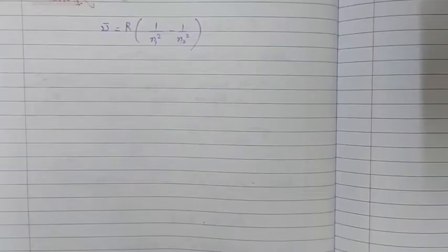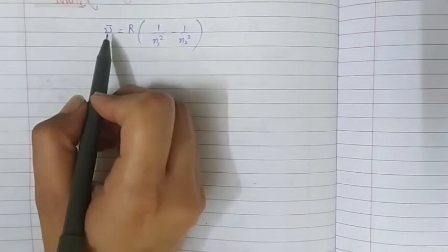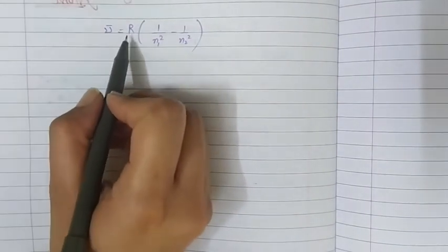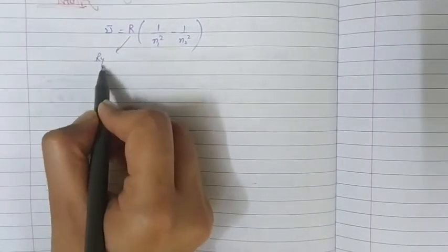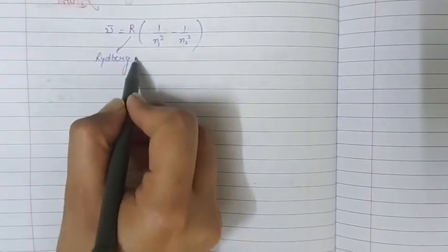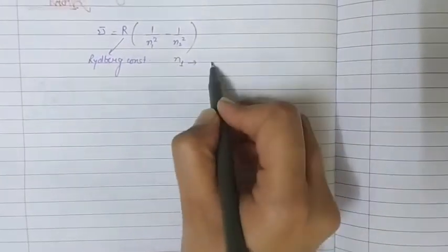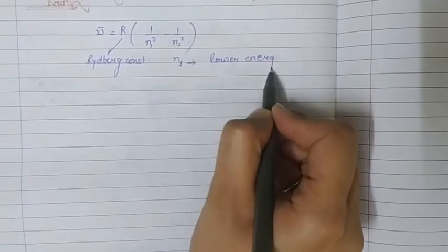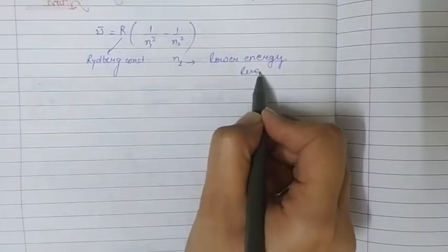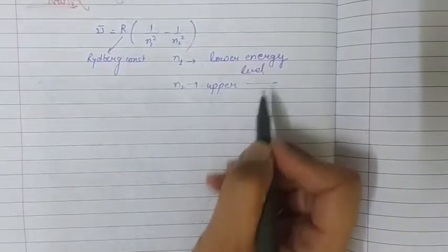Okay, so finally we get the equation for the photon that is emitting. The wave number nu bar is equal to R times 1 upon n1 square minus 1 upon n2 square, where R is the Rydberg constant, n1 is the lower energy level and n2 is the upper energy level.